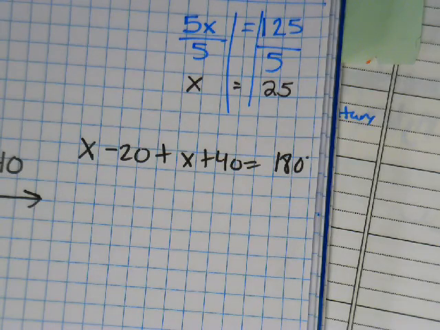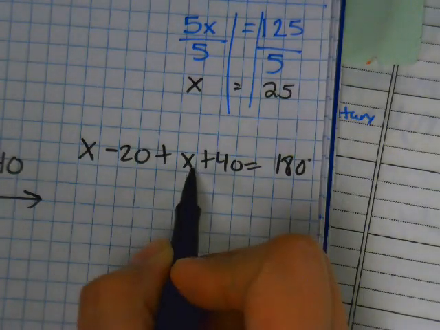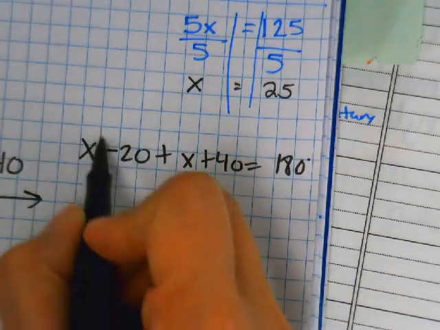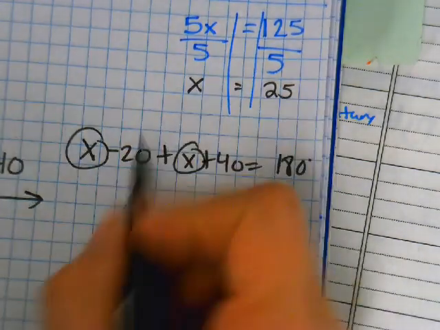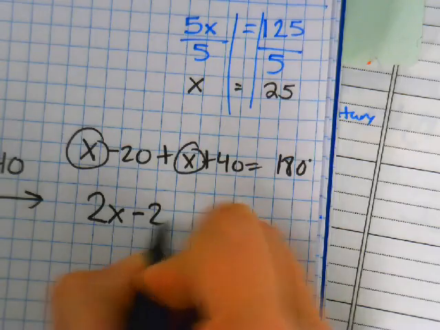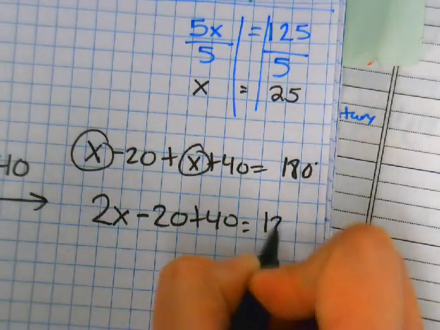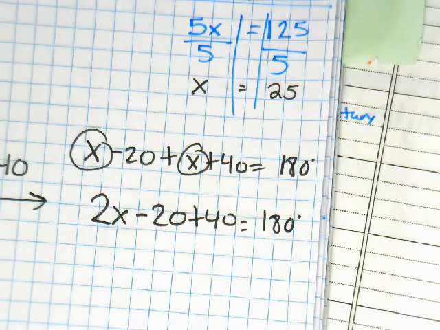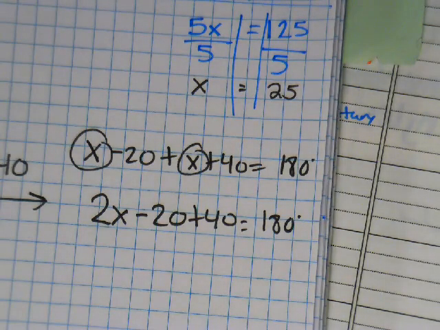Now, what should we all do first? Add the same variable. So you see how the X's are separated? We don't like that. So what is X and X together? 2X. 2X minus 20 plus 40 equals 180. So yes, we have to put the X's first. Before we start moving things around, the X's must be placed together.